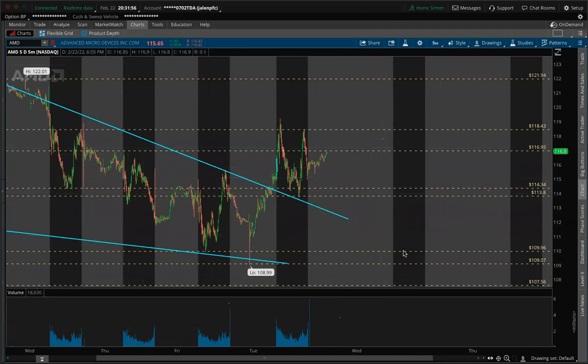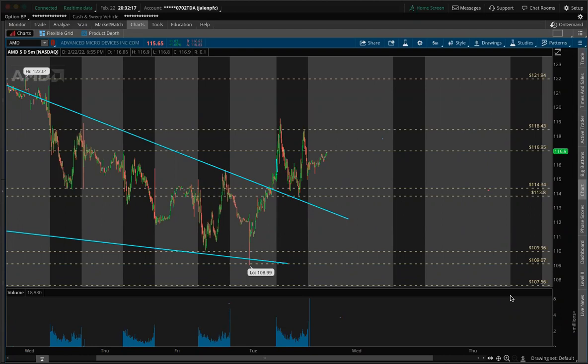Are y'all kind of making sense? So what is AMD currently right here? Can somebody tell me what level AMD is at right now? What is it doing? Thank you. Hidden resistance. Perfect. So AMD is hitting resistance.